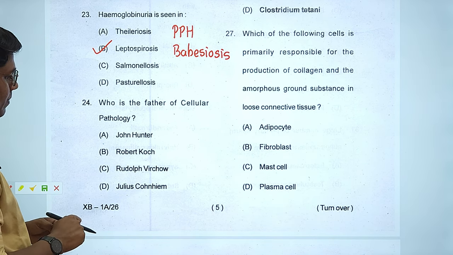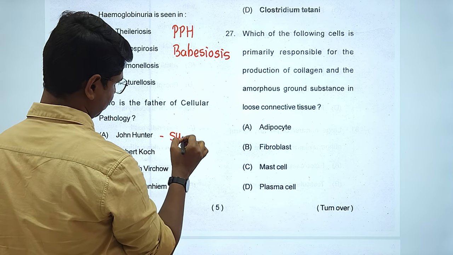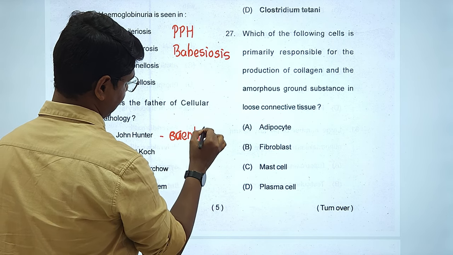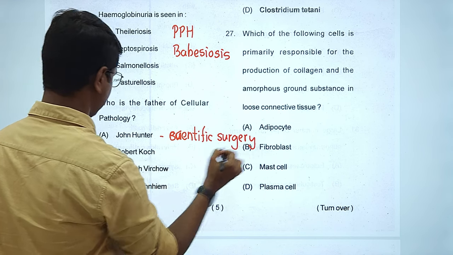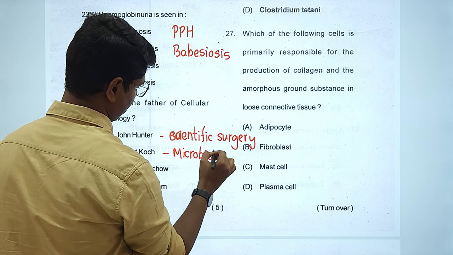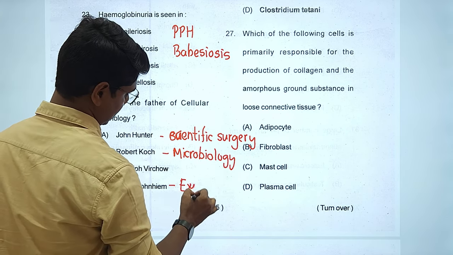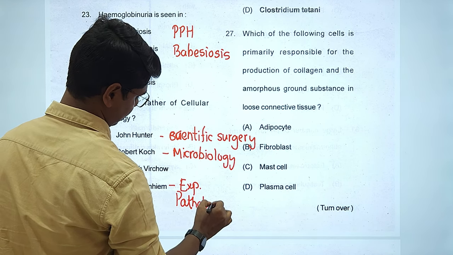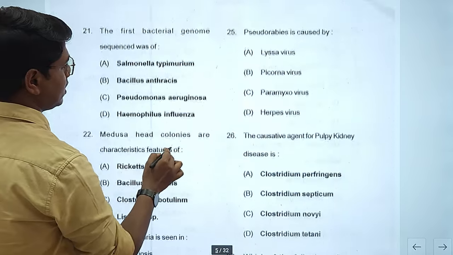Which is the father of cellular pathology? Rudolf Virchow. John Hunter is the father or founder of scientific surgery. Robert Koch, you know, is the father of microbiology. Julius Cohnheim is the founder of experimental pathology.